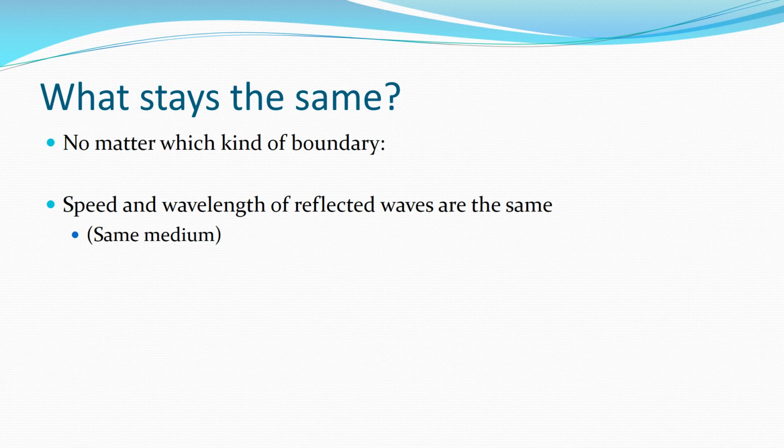So no matter what kind of boundary we approach, the speed and the wavelength of the reflected waves are the same, so long as they've stayed in the same medium. And in high school, in this class, we are going to stay in the same medium for mechanical waves. In the practical world, the wavelength will spread out as the wave loses energy. So it looks like the wavelength changes past a boundary, but that's primarily because we're seeing it in a real medium which has things like friction and particle interactions, which take away some of the energy of our wave.